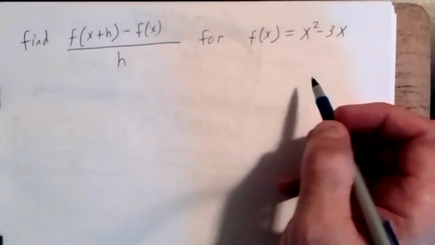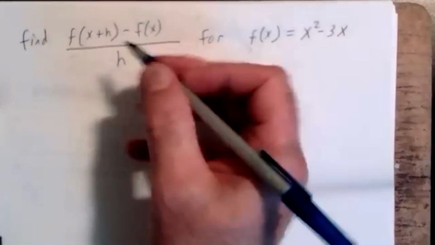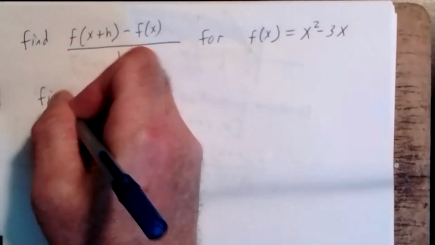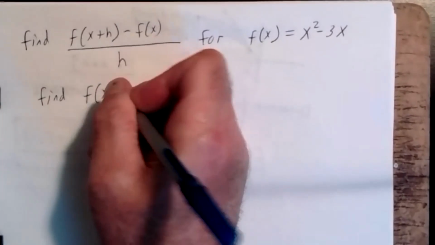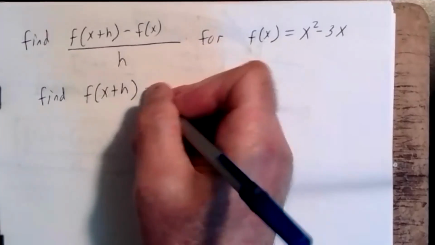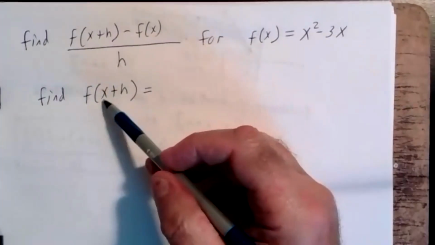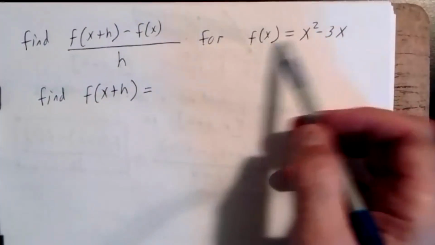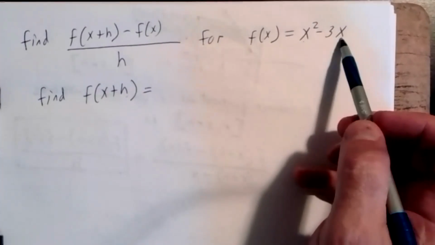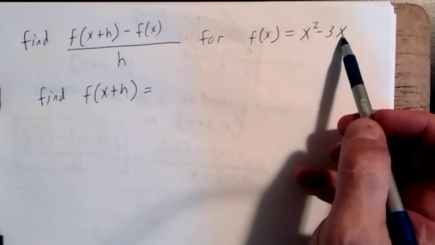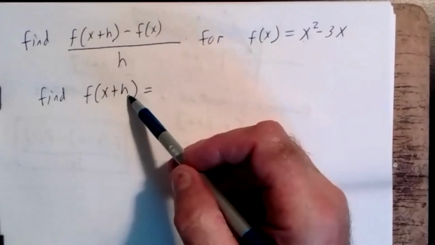Well, how are we going to do that? Well, first of all, we need to find f of x plus h. What does it mean to find f of x plus h? Well, that means we need to put x plus h in the function f. So wherever we see x in the definition of this function f of x, we have to replace it with the input value of x plus h here.